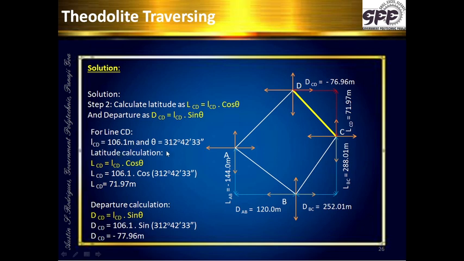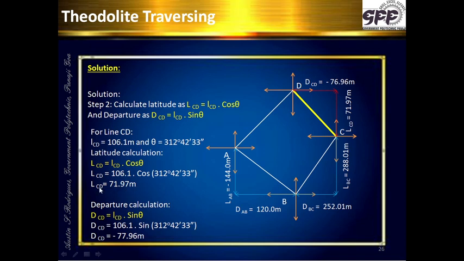Now for the latitude calculation, latitude CD is equal to length CD into cos theta. That's what has been given. So latitude CD will be equal to the length 106.1 multiplied by cos of this angle, 312 degrees 42 minutes 33 seconds. So the length of CD calculated comes to 71.97 meters. So latitude CD comes to 71.97 meters.